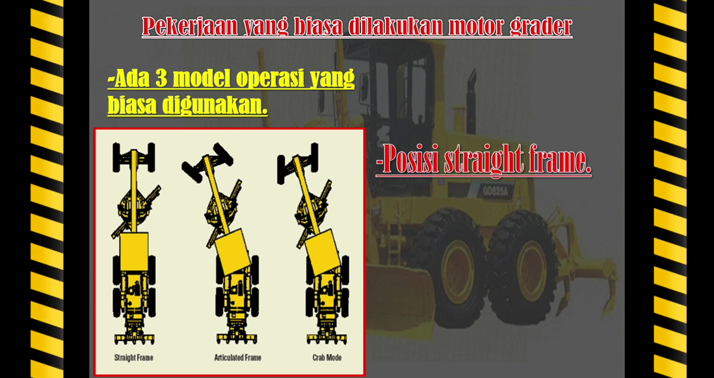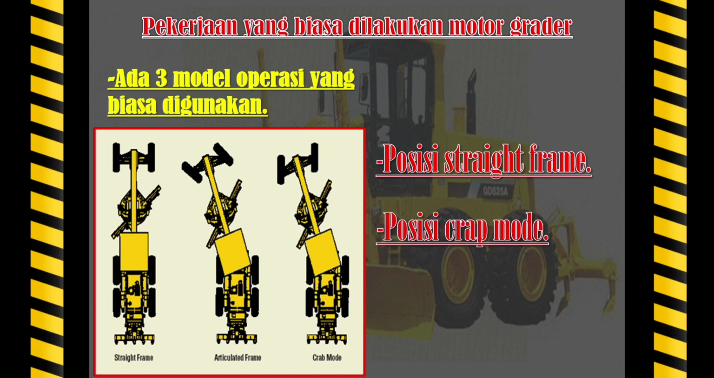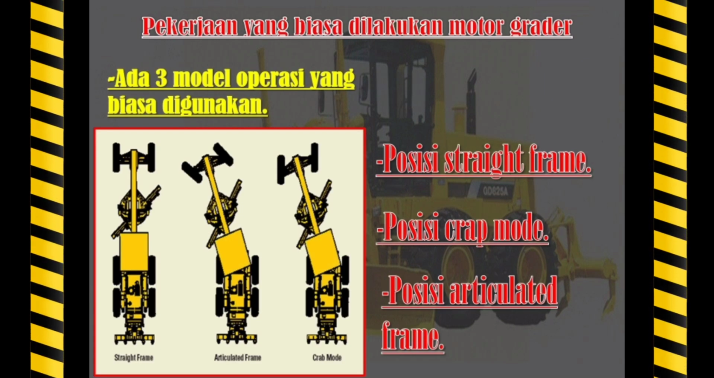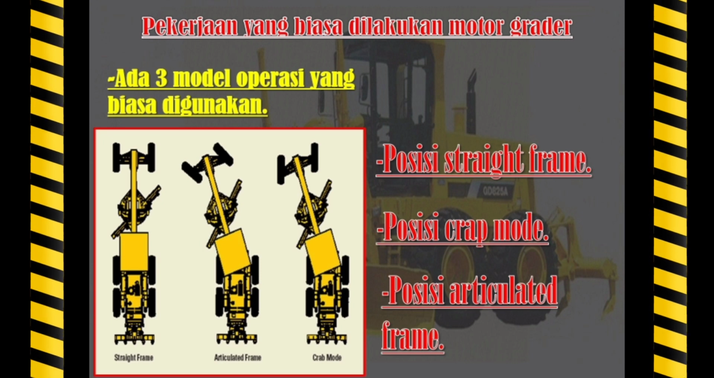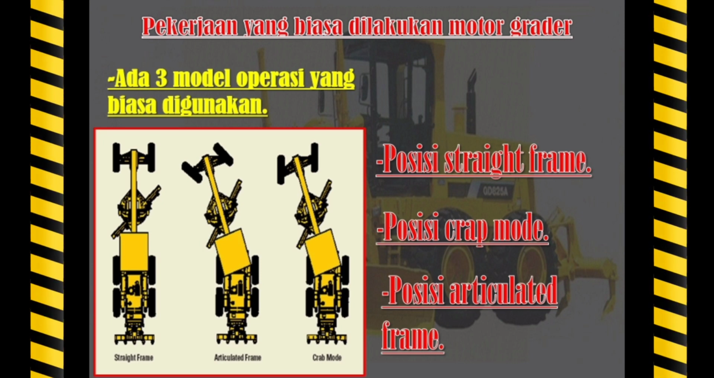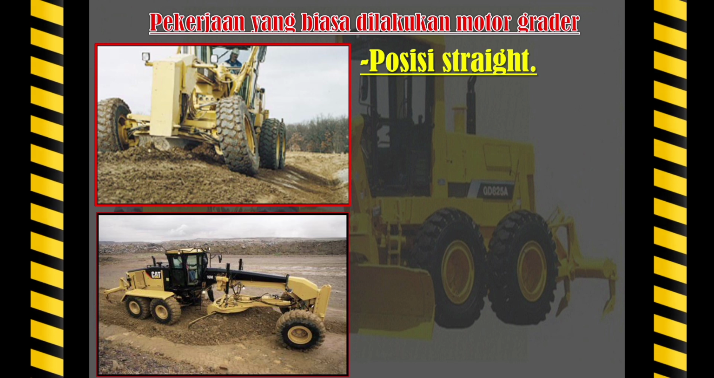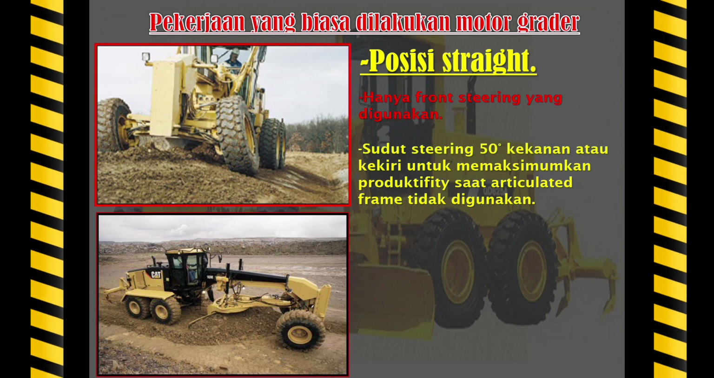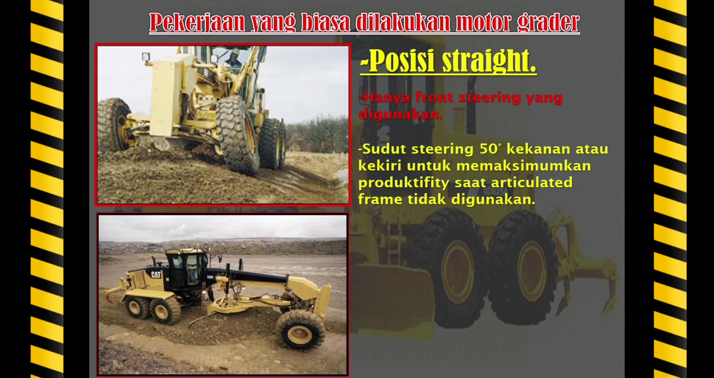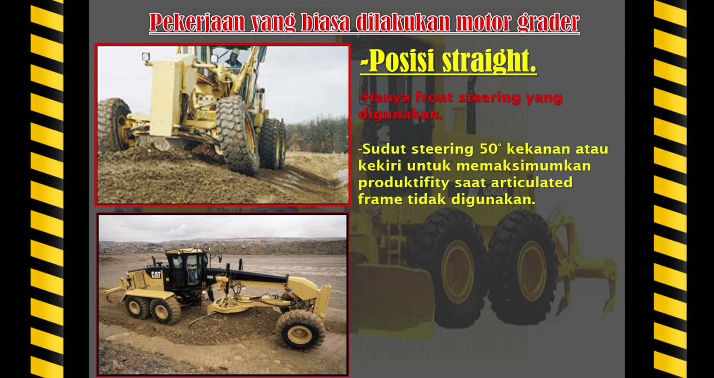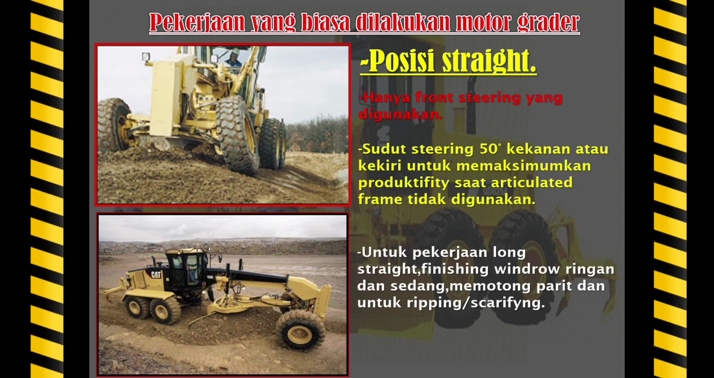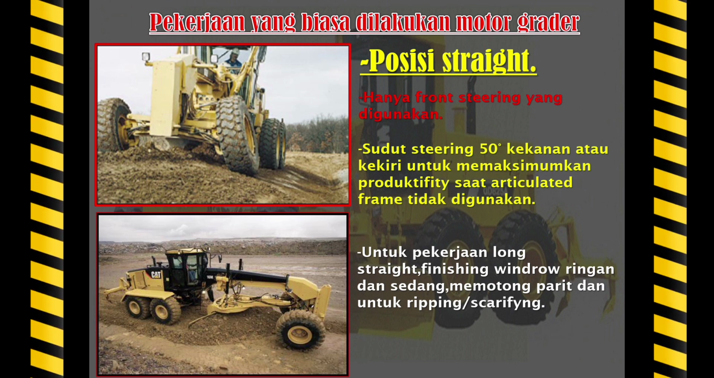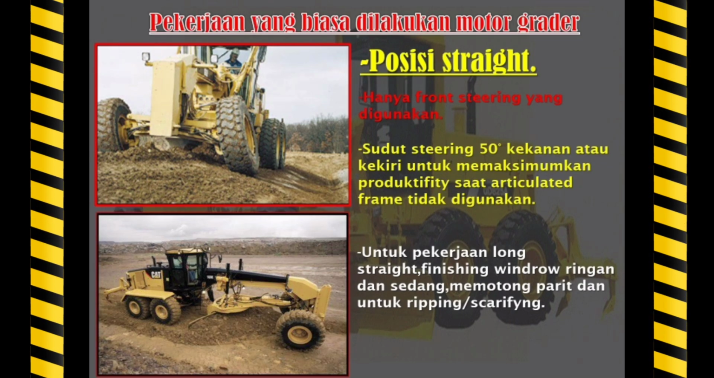The usual job of a motor grader. There are 3 operating models commonly used: straight frame position, craft mode position, and position of articulated frames. Straight position, only the front steering is used. Steering angle 50 degrees right or left to maximize productivity when the articulated frame is not in use. For long straight work, light and medium windrow finishing, cutting trenches and for ripping, scarifying.